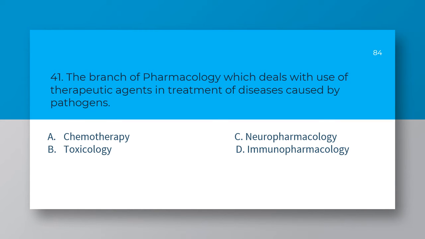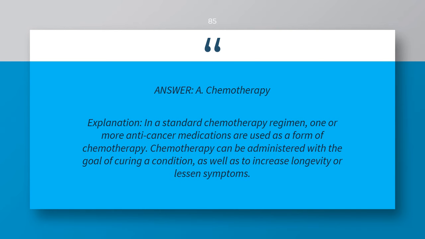Number 41. The branch of pharmacology which deals with the use of therapeutic agents in treatment of diseases caused by pathogens. A. Chemotherapy. In a standard chemotherapy regimen, one or more anti-cancer medications are used as a form of chemotherapy. Chemotherapy can be administered with a goal of curing a condition, as well as to increase longevity or lessen symptoms.